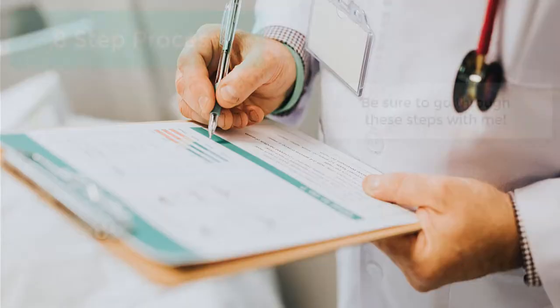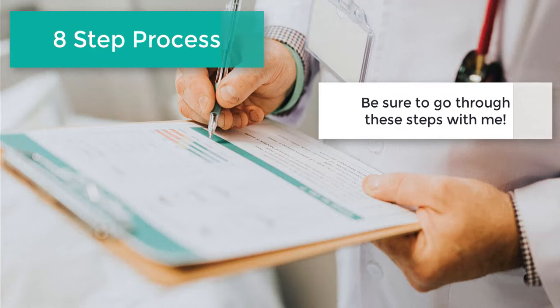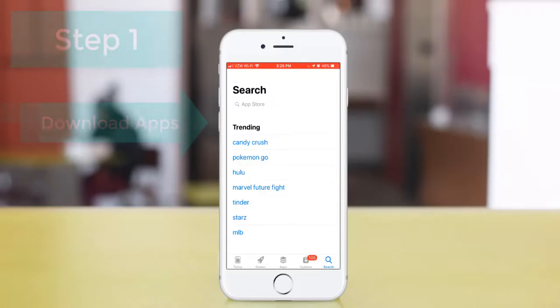We're going to go through a step-by-step guide to take you from either no filter or a filter that you're not happy with to a filter that you feel fits your personality and your Instagram feed much better. This is going to be an 8-step process, and we're going to go through it together step by step.